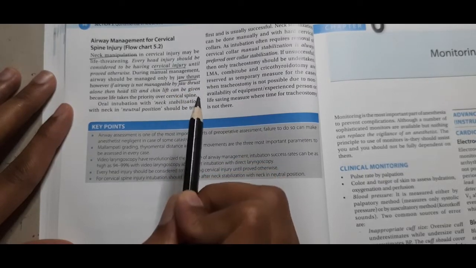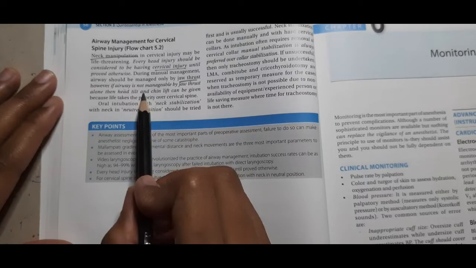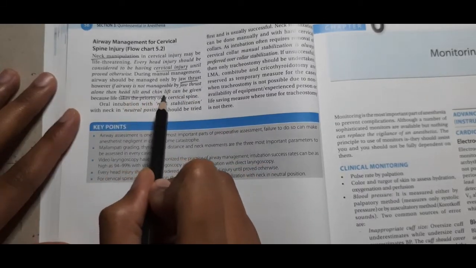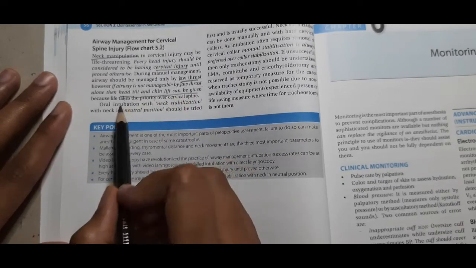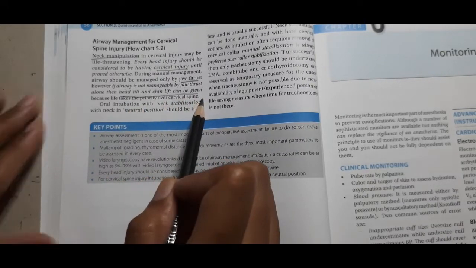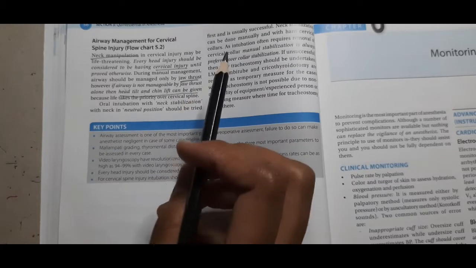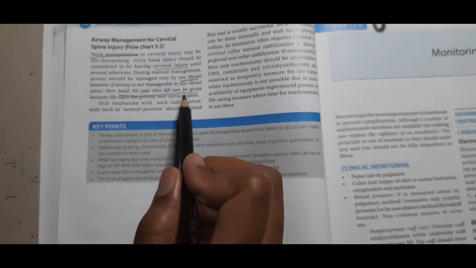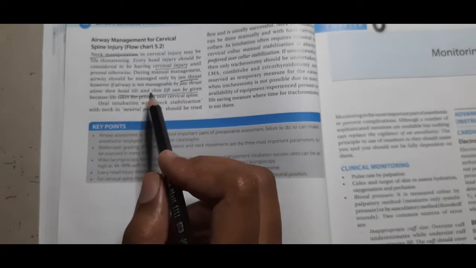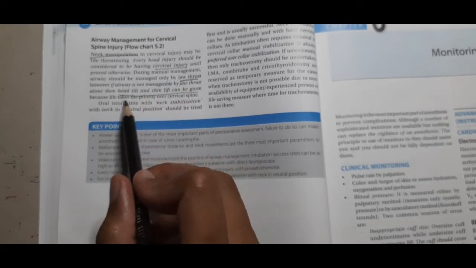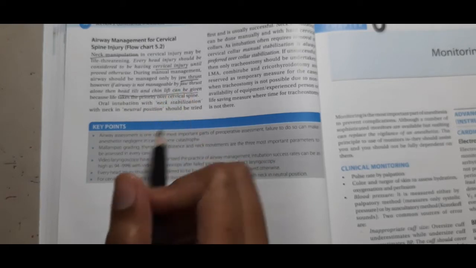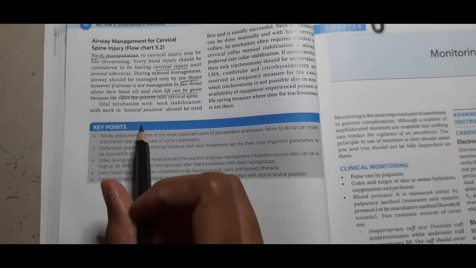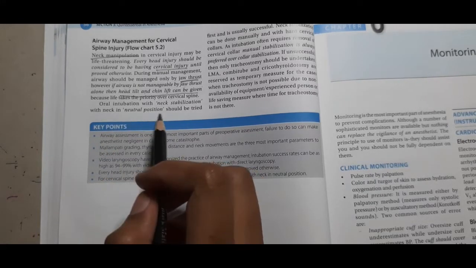No neck extension should be done. However, if the airway is not manageable by jaw thrust alone, then head tilt and chin lift can be given, because life takes priority over the cervical spine. So just in case jaw thrust is not possible for intubation, the anesthetist might go for head tilt and chin lift, because life is more important than the cervical spine. So intubation should be done with great concern.